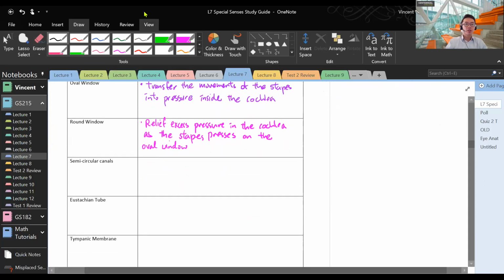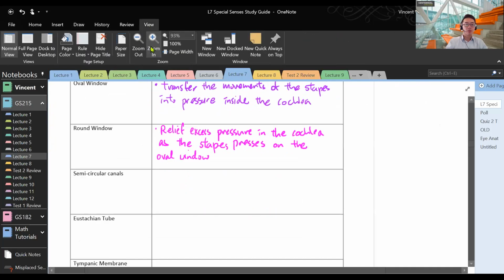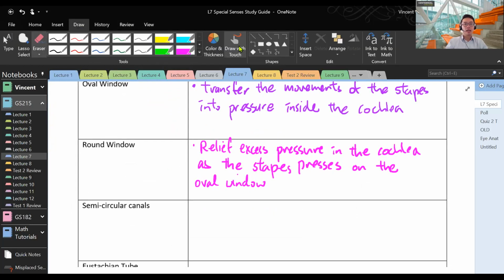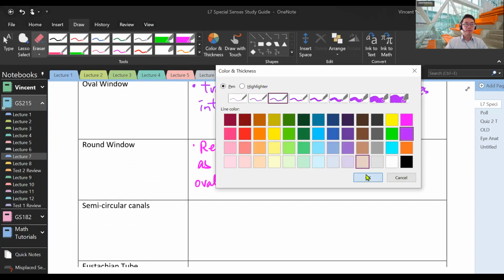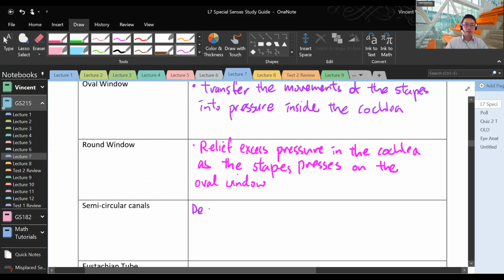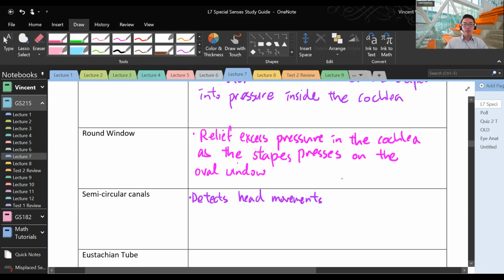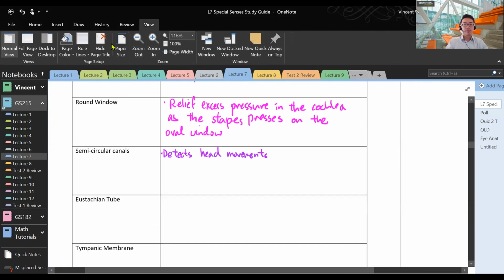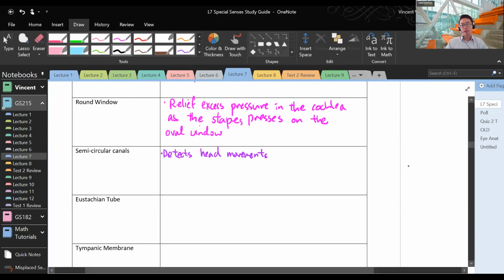And next we have the semicircular canals. The semicircular canals are responsible for detecting head movement. There are three semicircular canals, so I can just draw them here for you. And this is your cochlea. You have the vestibule in the middle, and then you have three semicircular canals.